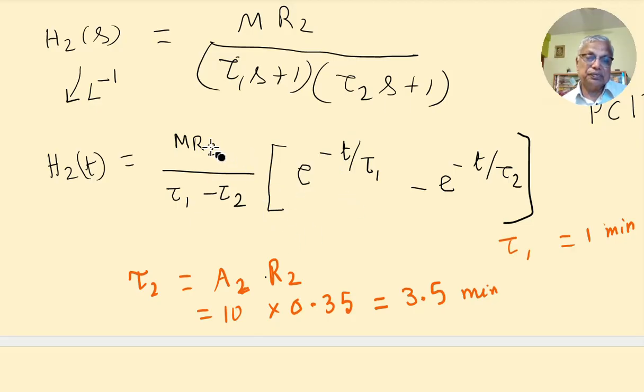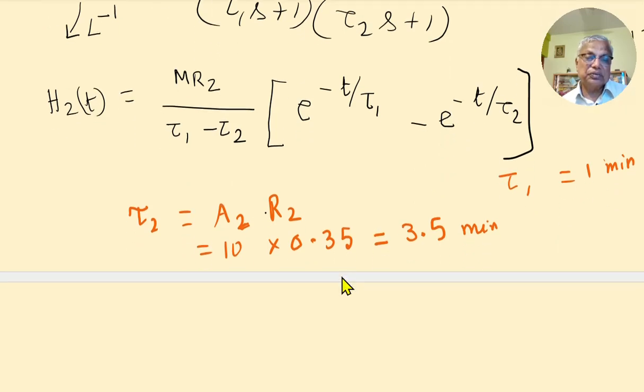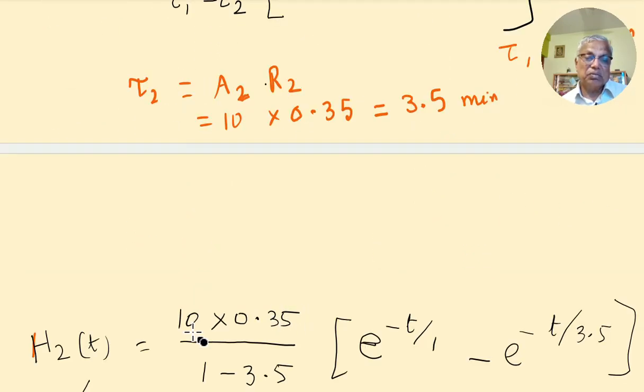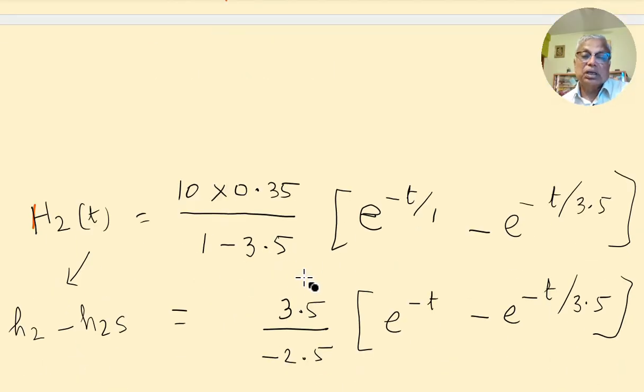R2 is 0.35, m is 10, tau 2 is 3.5, and this is tau 1 minus tau 2. So let me simplify this. If you simplify this, this is going to be 3.5 divided by minus 2.5, and so on.